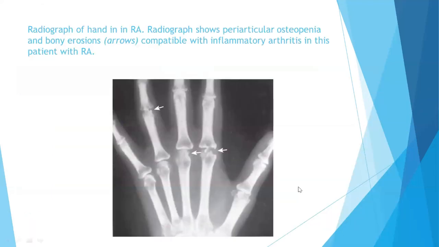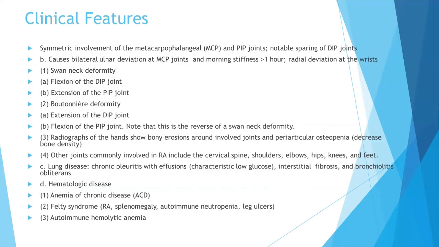Now, you can see the radiograph of the hand in rheumatoid arthritis. The radiograph shows periarticular osteopenia and bone erosion, which is compatible with inflammatory arthritis in a patient with rheumatoid arthritis. Now, talking about some of the clinical features of rheumatoid arthritis, there is symmetrical involvement of the MCP and PIP joints, and it notably spares the DIP joints, the distal interphalangeal joints. It causes bilateral ulnar deviation at the MCP joints and morning stiffness for more than 1 hour. And there is radial deviation at the wrist. We can see swan neck deformity and the boutonniere deformity, and the radiographs of the hands show bony erosions around the involved joints and periarticular osteopenia.